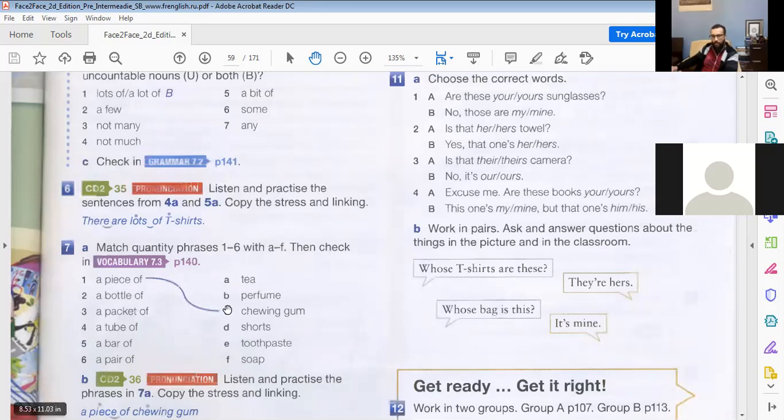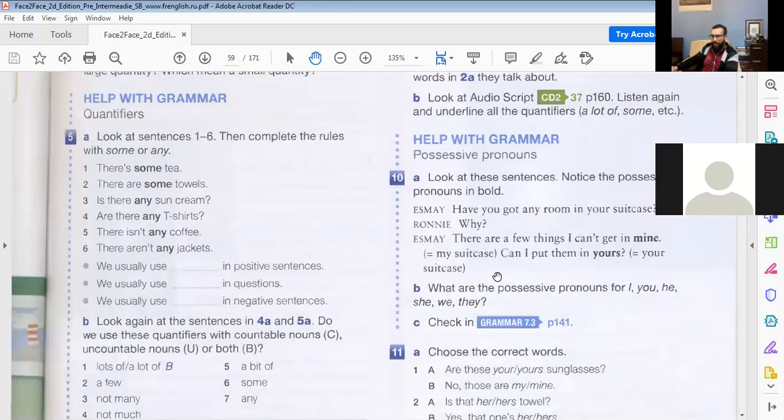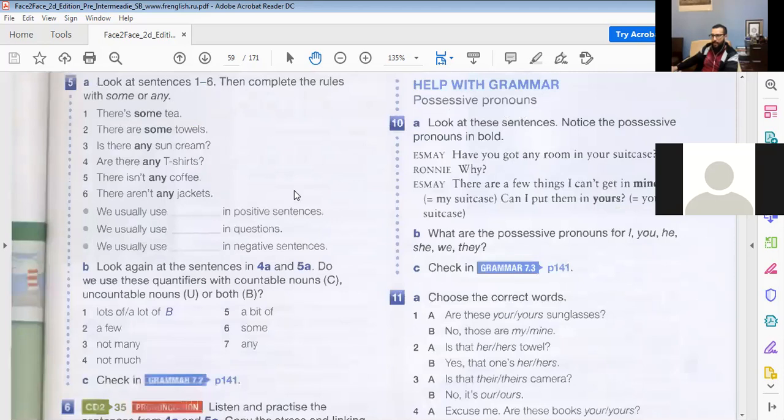And the same thing for bottle of perfume, packet of tea, a bar of chocolate, or a bar of soap. All of these nouns, which are normally uncountable, they don't become countable, but they become easier to talk about as if they are countable nouns. This is the idea. And the last thing we covered was possessive pronouns in our last lesson.